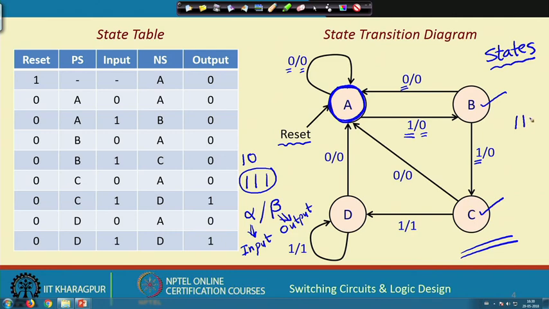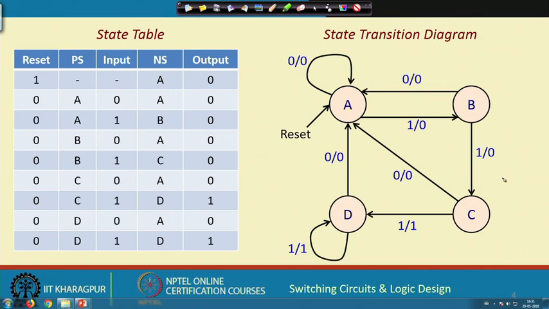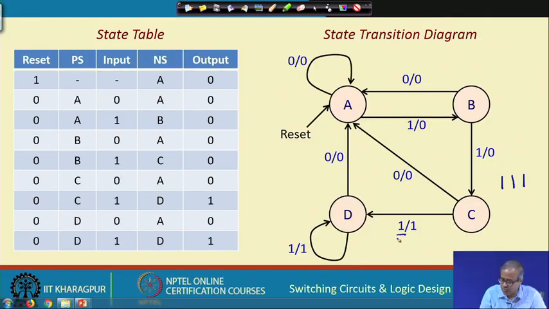Similarly, while in state C, if there is another 0 coming, you go back to state A, you have to search from the beginning again. But while in state C, if you get another 1, which means 1, 1 and 1, then you go to state D with the output of 1, because now you have found 3 consecutive ones: B, C and D.